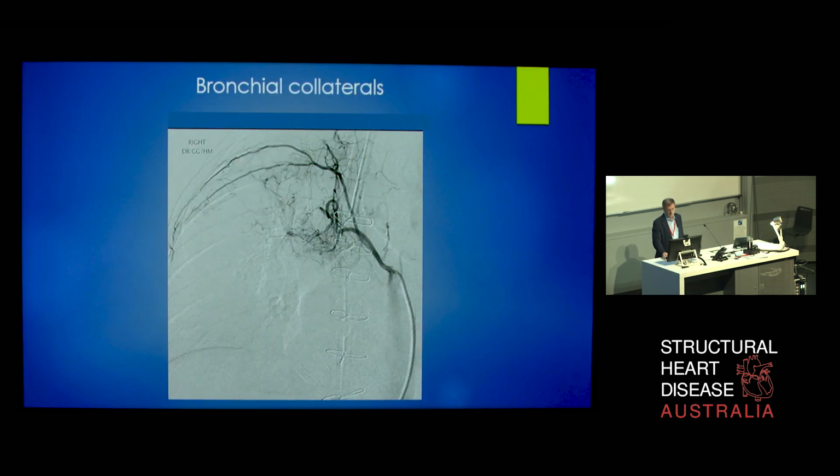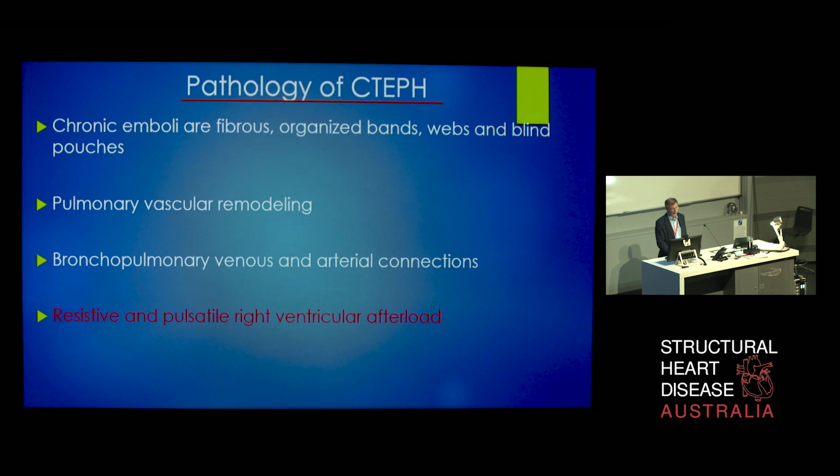And here's an example of the extreme bronchial collaterals that can form in these patients. We always talk about the pulmonary vascular resistance in CTEPH, but it's much more complicated than that. I'm not going to go into it, but the pulsatile, the compliance issues in CTEPH and underpinning pulmonary hypertension are probably just as important as the resistive elements. It's a much more difficult thing for us to calculate.